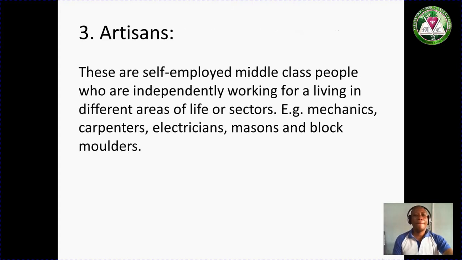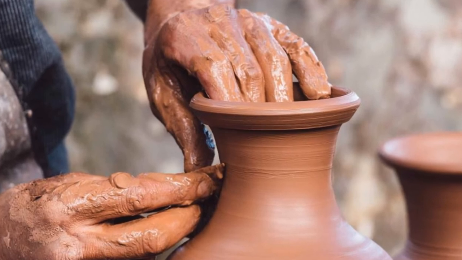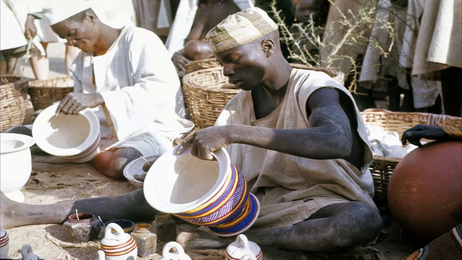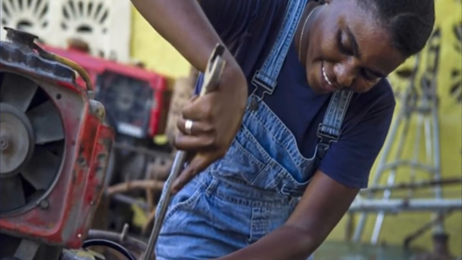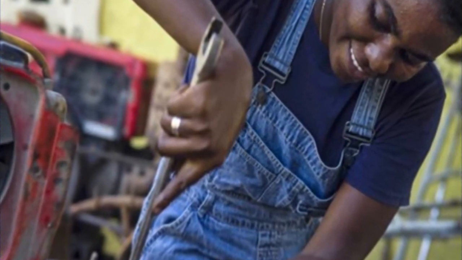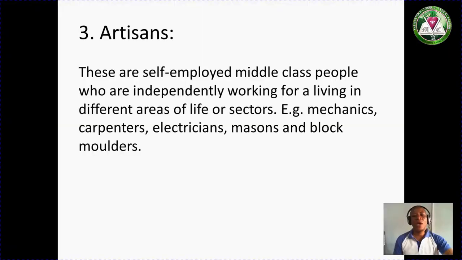Another type of self-employment I want us to look at is artisans. What is or who is an artisan? We said that these are self-employed middle-class people who are independently working for a living in different areas of life or sectors. So we can say that artisans are people who are self-employed, who work independently for a living in different areas of life or sectors.